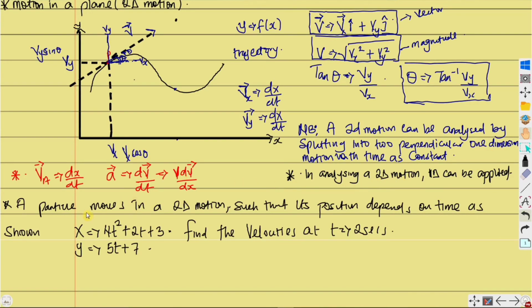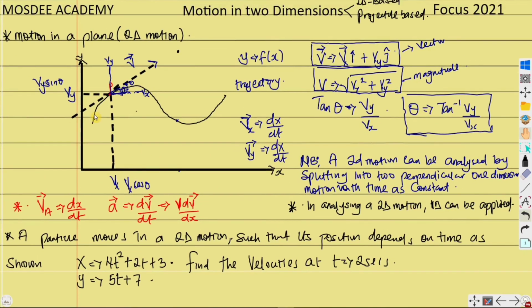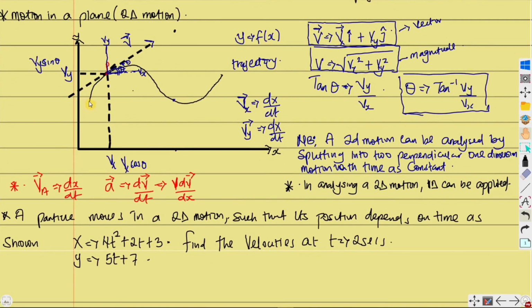Now, the particle is moving in a 2D motion. That means it's going to have an x and y plane, and you can see from the illustration given here, we are given the x values of the particle and the y as well, and they depend on time. You can see that it's changing with respect to time. Initially, the particle starts from this point that I'm highlighting here, and it ends at this point.